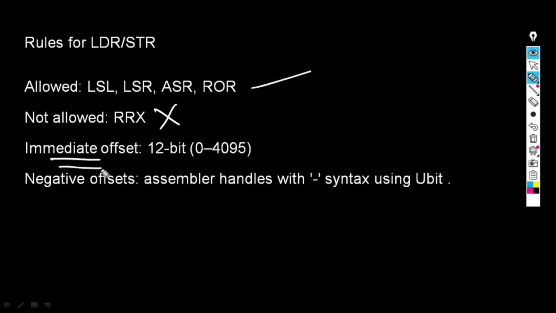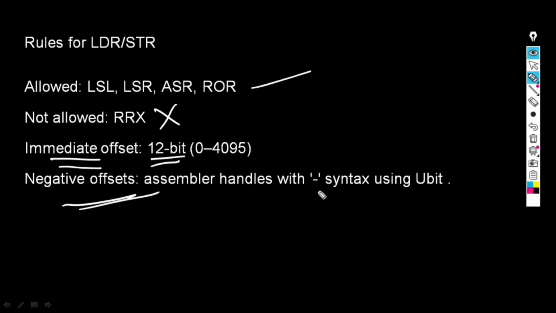And for the immediate offset, in data processing instructions we could use any even 32-bit value, but there was one condition that it should be convertible to an 8-bit value with an even number of rotations. But here the condition is that any constant we take can be maximum up to 12 bits, which means the value can range between 0 and 4095. It can't exceed it. And the next thing you see here is negative offsets. You can take negative constants also in the instruction.